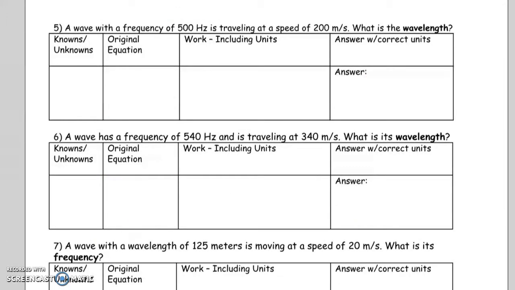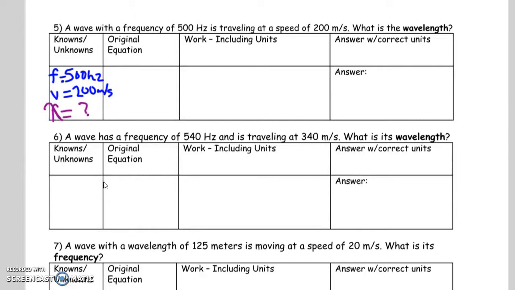They're not too difficult. Starting with number 5, a wave with a frequency of 500 hertz, so frequency equals 500 hertz, is traveling at a speed of 200 meters per second, so v equals 200 meters per second. What is the wavelength? Oh, whoops, I appeared to have switched colors. So lambda is, let's see, my unknown.